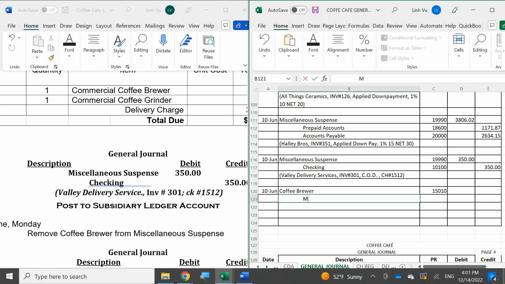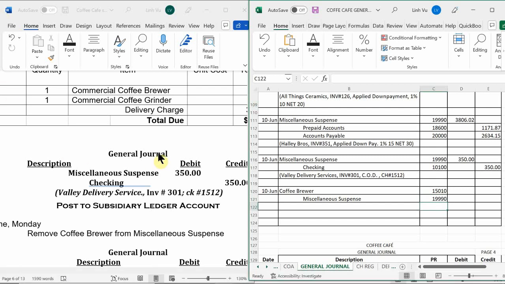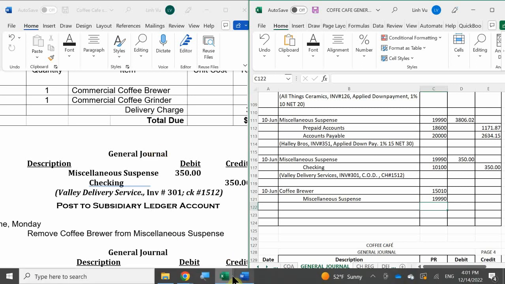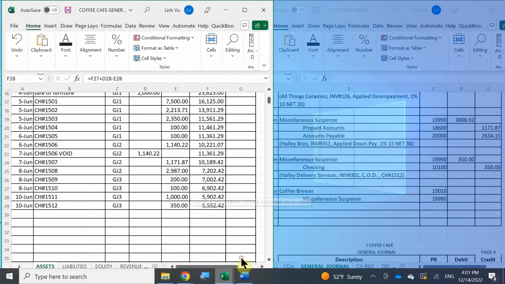We're going to take it out, literally. We're going to remove it from my miscellaneous suspense account and move it into my coffee brewer account. Now, do I know exactly how much to take out? Well, let's look at it. Let's go ahead and take a look at my ledger.